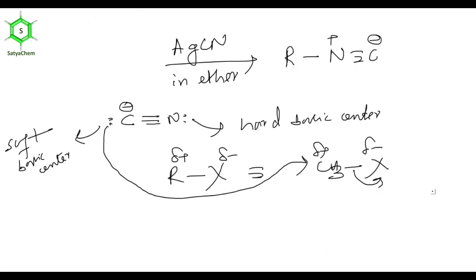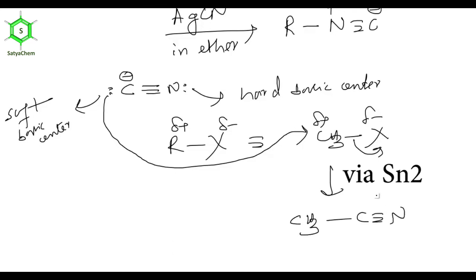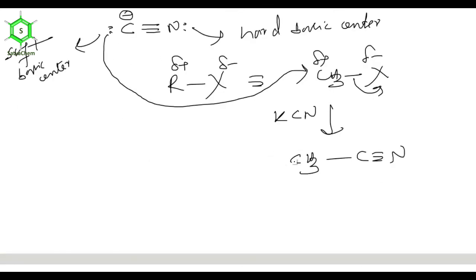Then you will get CH3CN. Clear? That is the case when cyanide is coming from KCN. But what happens if cyanide is coming from AgCN? Let's see.